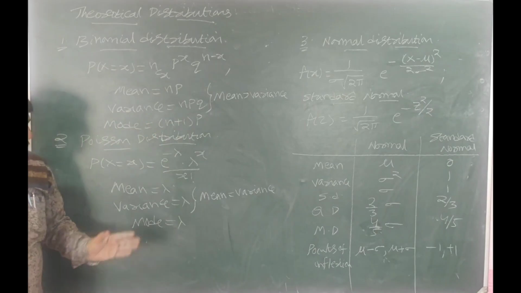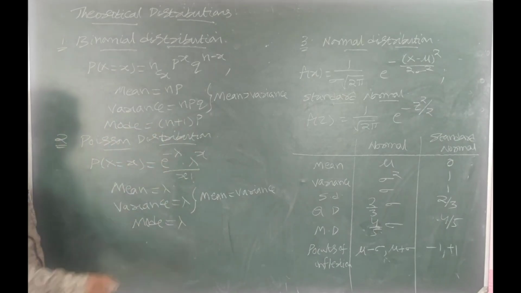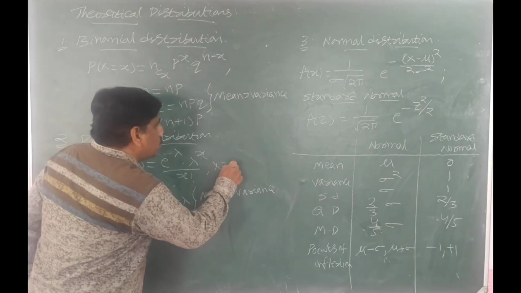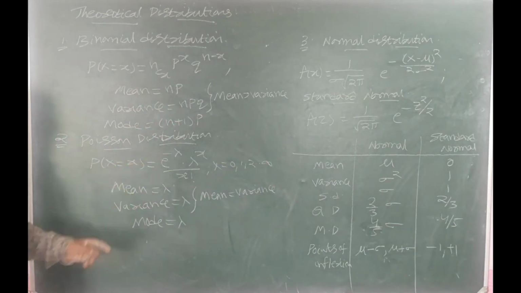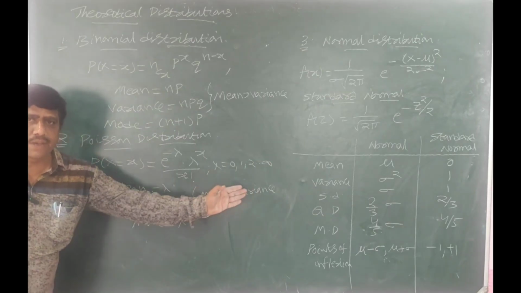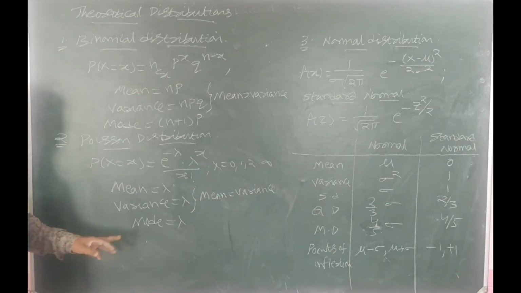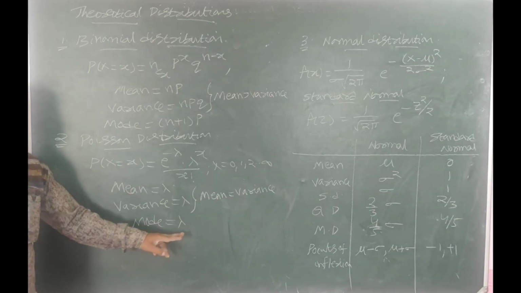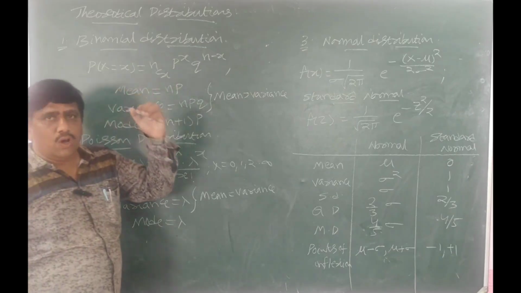Coming to Poisson distribution, the PMF is e^(−λ) λ^x by x factorial, where x can range from 0 to infinity. Here lambda is the parameter, mean is lambda, variance is lambda. For Poisson, mean and variance are equal. For which distribution are mean and variance equal? Poisson. And the mode is also lambda; it may be unimodal or bimodal according to the lambda value. Next distribution is the normal distribution.